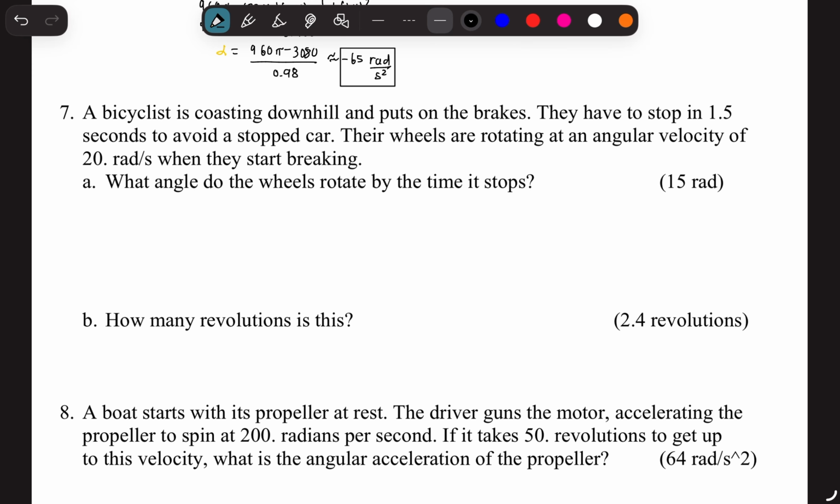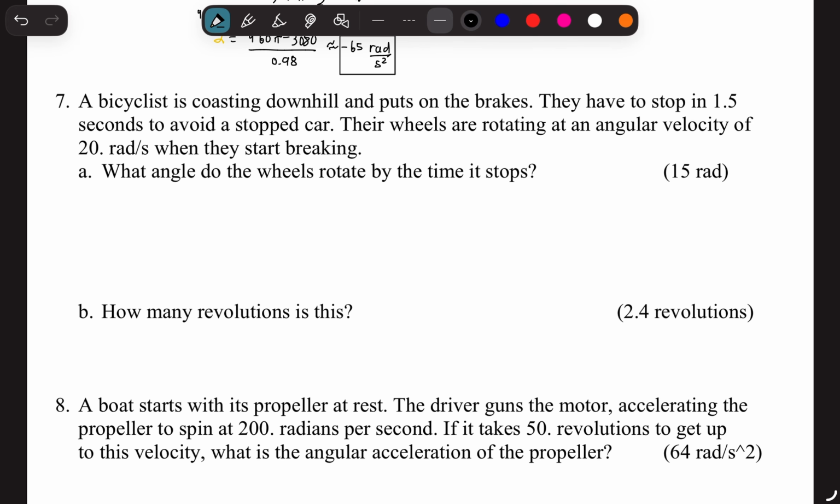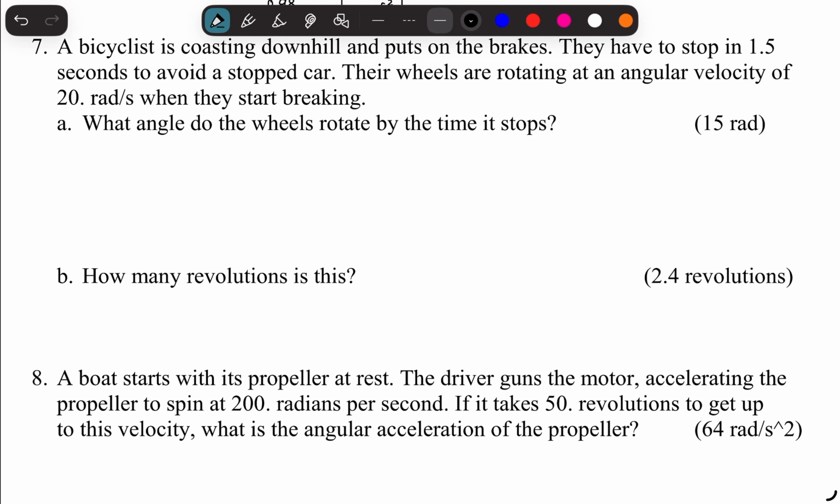A bicyclist is coasting downhill and puts on the brakes. They have to stop in 1.5 seconds to avoid a stopped car. Their wheels are rotating at an angular velocity of 20 rads per second when they start braking. What angle do the wheels rotate by the time it stops?